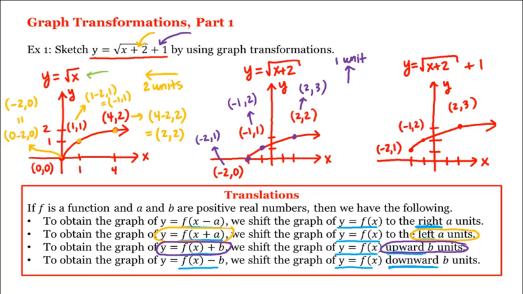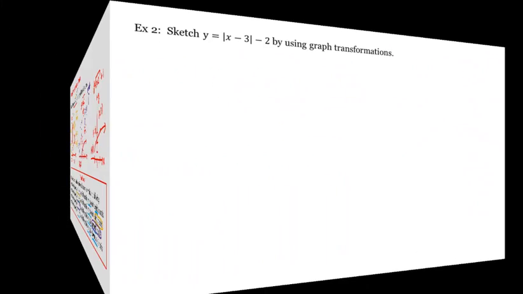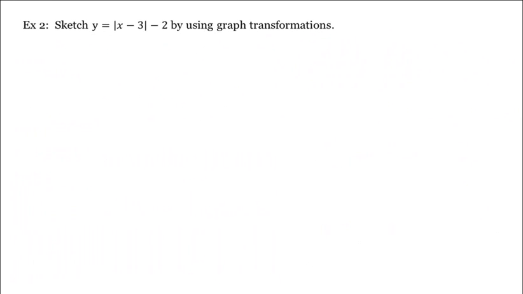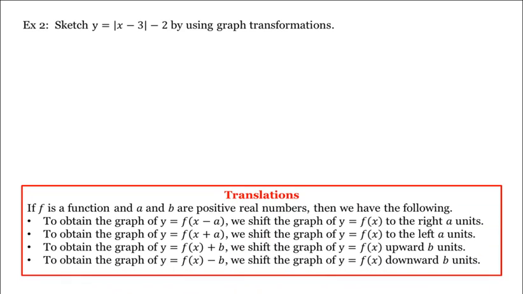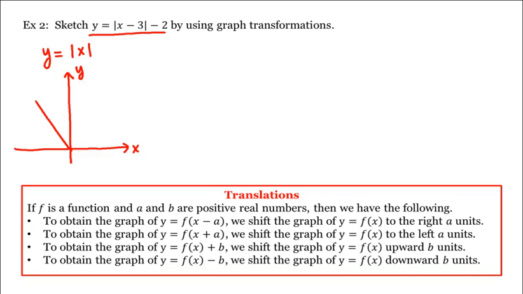All right, let's look at another example. Let's sketch this graph here using graph transformations. Again, we're going to just use translations here in this lesson. So looking at our function up here, what is our base function? It is y is equal to the absolute value of x. So let's sketch this. So let's say this is the y-axis, and this is the x-axis. The absolute value looks like this.